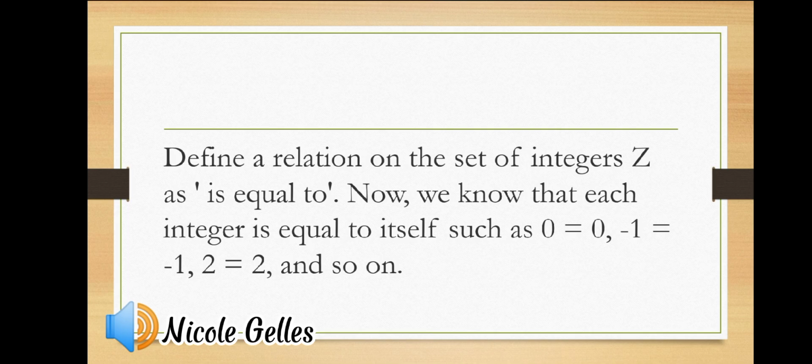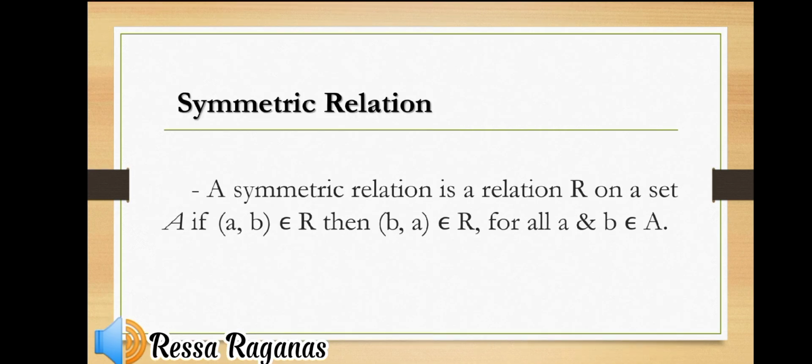Hence, the relation "is equal to" on the set of integers is a reflexive relation. Symmetric relation: a symmetric relation is a relation R on a set A if (a, b) belongs to R, then (b, a) belongs to R, for all a and b belonging to A.